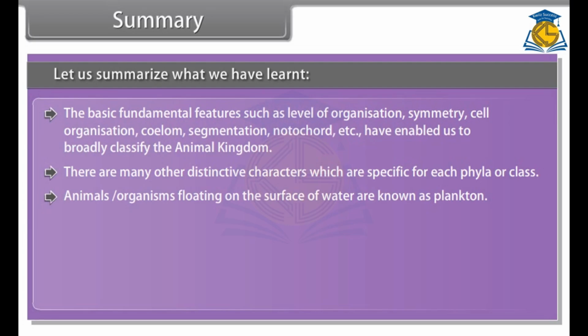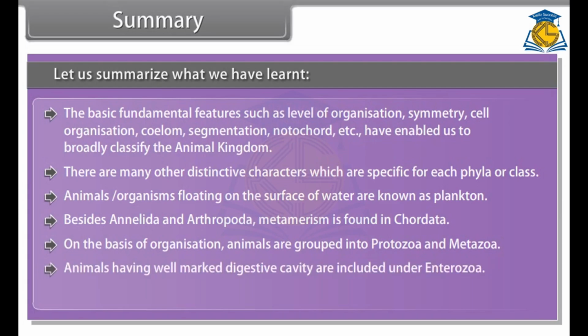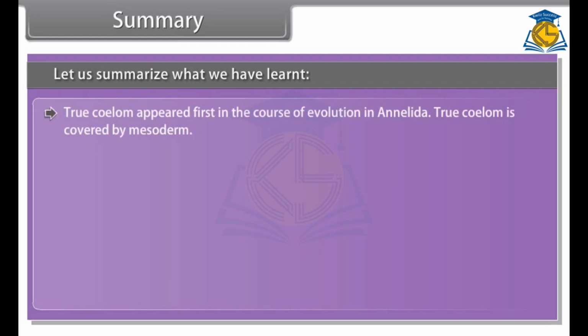Animals or organisms floating on the surface of water are known as plankton. Besides Annelida and Arthropoda, metamerism is found in Chordata. On the basis of organization, animals are grouped into protozoa and metazoa. Animals having well-marked digestive cavity are included under Eumetazoa. A true coelom is absent in phylum Platyhelminthes and Nematoda. True coelom appeared first in the course of evolution in Annelida.